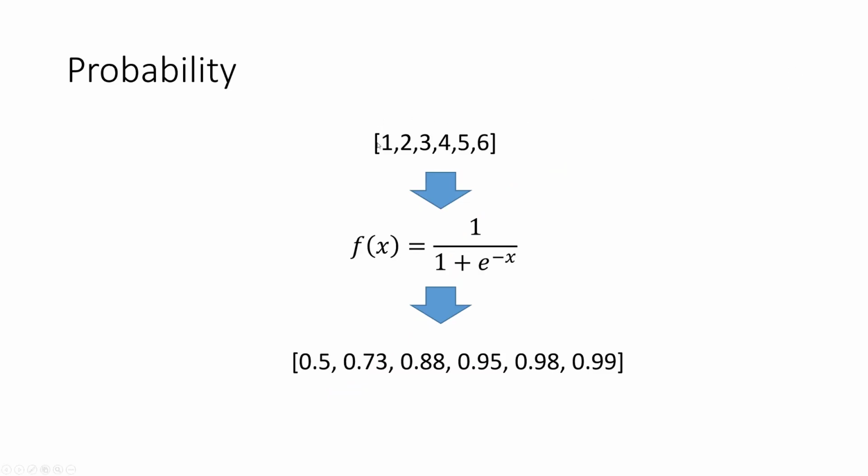Let's say the sum over the weights times the previous output is 1, 2, 3, 4, 5, 6. We have 6 neurons, and the sum for the first neuron is 1, the sum for the second neuron is 2, and so on. Then after applying the sigmoid function, we get 0.5, 0.73, and so on. And this doesn't make sense, because how could the last neuron have a probability of 0.99 and the fifth neuron a probability of 0.98? That's just not intuitive. They don't sum up to 1.